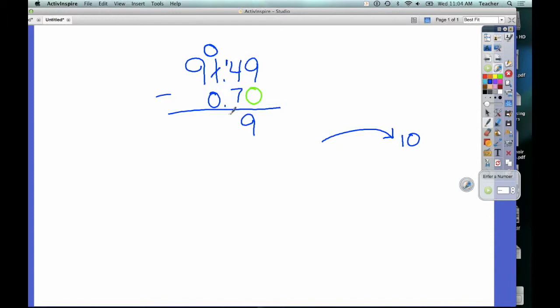14 minus 7 is, everybody? 7. What do I do with my decimal? Bring it down. 0 minus 0. So that's your answer. Make sure you write it.